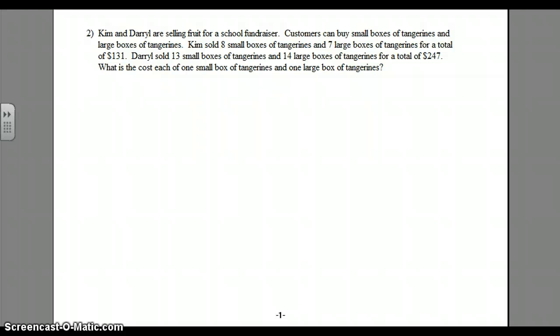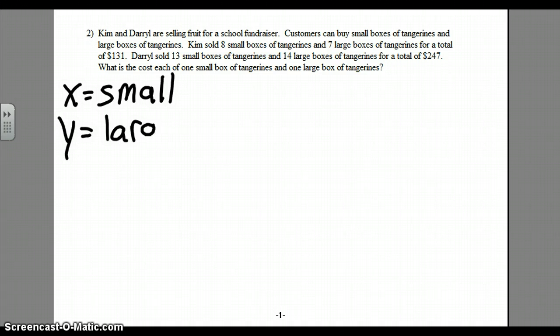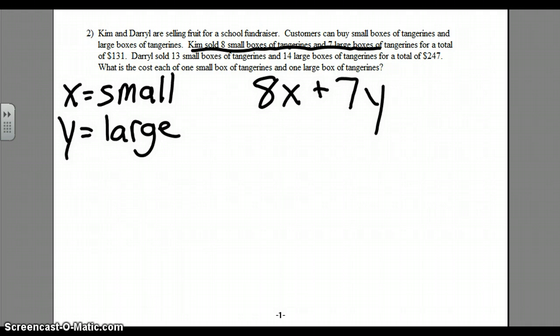So if we read this second one here, we're talking about fruit for a school fundraiser, and if we read the last sentence, it says, what is the cost each of a small box of tangerines and a large box of tangerines? So there's our 2 variables. X is a small box, y is a large box of tangerines. Those come from the last sentence. Then I look at my sentences with numbers in them, and here I see Kim sold 8 small and 7 large for a total of $131.